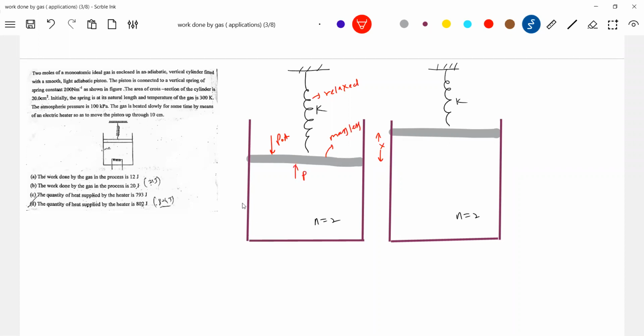Okay, now the pressure, let it be. So initial pressure, how much will it be? P naught only. Okay, now the P naught A will act, and the pressure PA, and the spring is compressed. Okay, spring force. This is the thing. Now the gas is heated slowly for some time by means of an electric heater. That electric heater, I'll show it here. There's a heater coil.